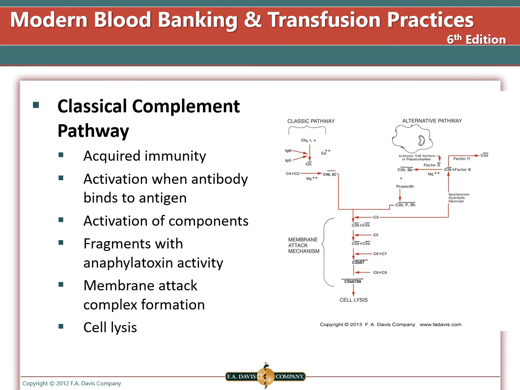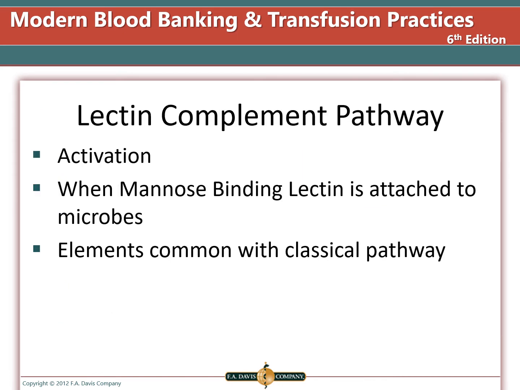Notice that the classical and alternate pathways have points where they are both the same. They both lead to the membrane attack complex, which is called C5b6789. A fragments have anaphylatoxin activity. They promote inflammation and they mediate immune responses. The lectin complement pathway is activated when mannose-binding lectin is attached to microbes.